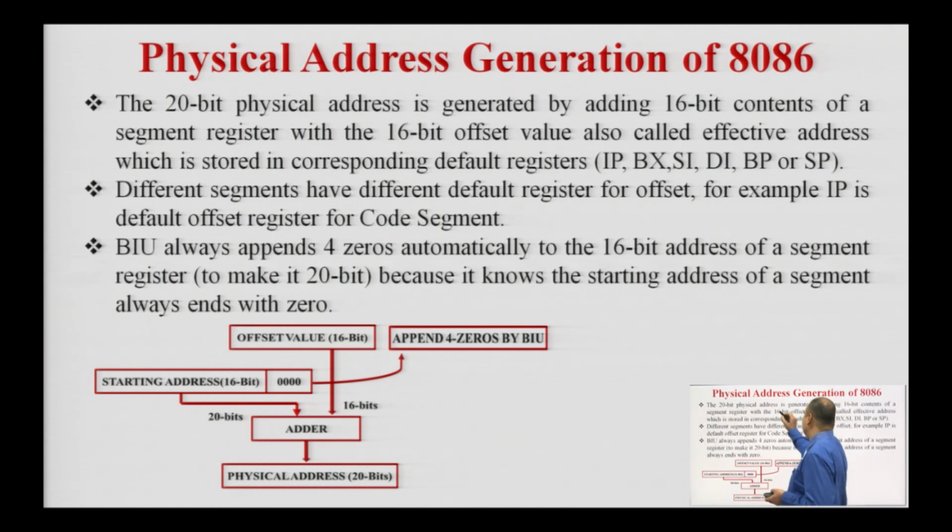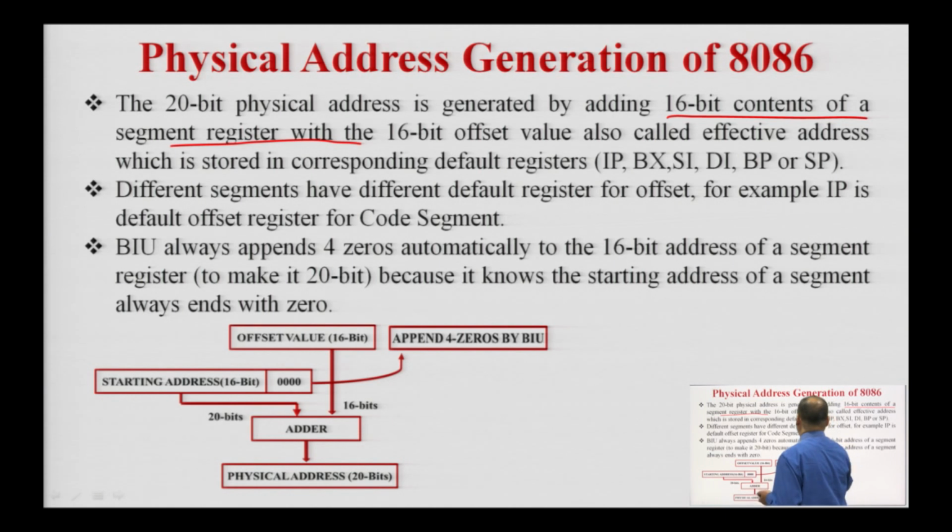So the 20-bit physical address is generated by adding the 16-bit content of the segment register. Remember that in order to generate the 20-bit physical address, we require the segment register. In the 8086 microprocessor, we have 4 segment registers: the code segment register, data segment register, extra segment register, and the stack segment register. These registers are used to hold the starting address of each and every segment area of the memory. The segment register will hold the starting address, which is 16-bit. The bus interface unit will append 0H to this base address, or the segment address, and this resulting address is added with the offset address, which is also called the effective address, in order to generate the 20-bit physical address.